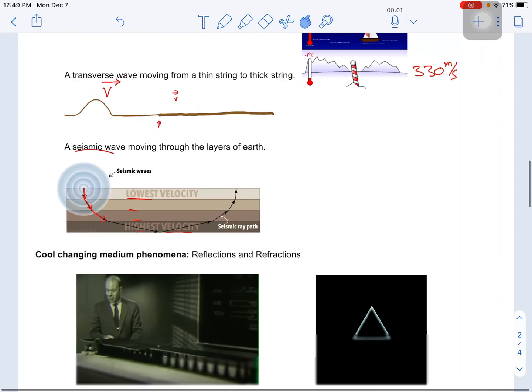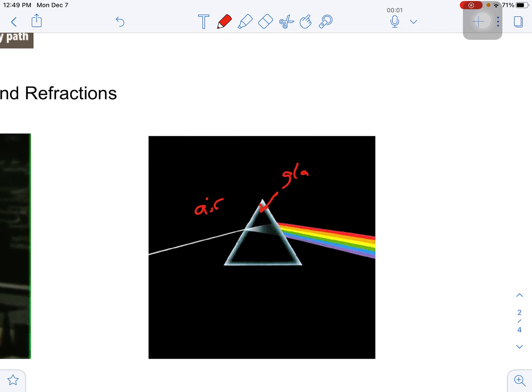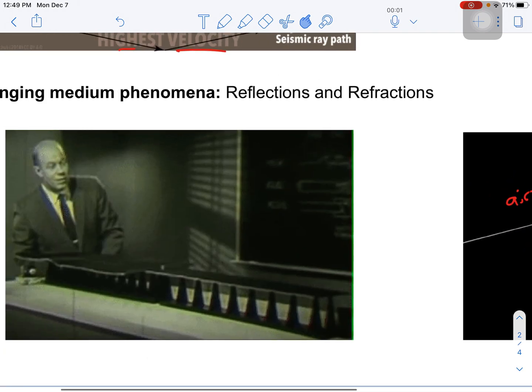The classic example of that is the prism. This is a light wave moving from air into glass. And what happens to these waves? Well, it just so happens that the waves bend. The blue and purple waves bend a little bit more than the red waves, and so that white light gets separated into its different colors. That's just another phenomenon that we see. Kind of cool. So changing medium bends the wave.